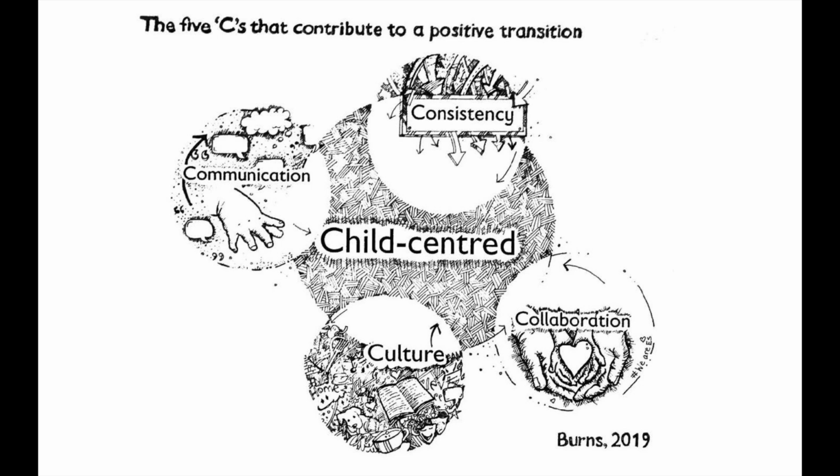And the main C is the child-centred part. So that is in all transitions, as all early years pedagogy should be, it's child-centred. So that's our first C. And Showbie supports us to be child-centred through our learning journals, through the groups. It just allows parents to keep in touch with what their child's doing in the setting and what they're learning and their experiences.